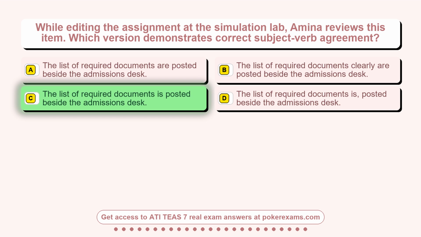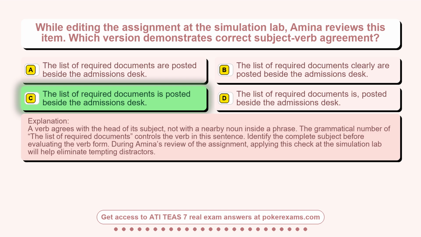The correct answer is option C. The list of required documents is posted beside the admissions desk. A verb agrees with the head of its subject, not with a nearby noun inside a phrase. The grammatical number of the list of required documents controls the verb in this sentence. Identify the complete subject before evaluating the verb form. During Amina's review of the assignment, applying this check at the simulation lab will help eliminate tempting distractors.